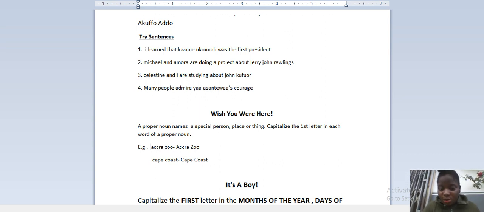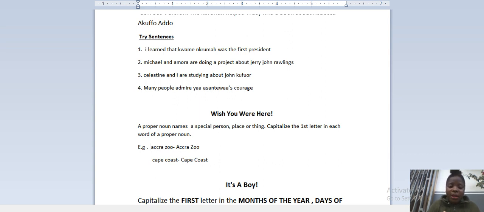A proper noun names a special person, a special place, or a thing. A place is a zoo. A place is a town. It's also a place, but to identify it is to make it special. So to identify a particular zoo is to give it a name, to make that zoo identifiable for everyone to know that, oh, we're talking about the zoo in Accra. We call it the Accra Zoo, so it's a special place. So if we're talking about the Accra Zoo, it is not just anything. It is a proper noun because it is a place and it has a special name. It is a special place.